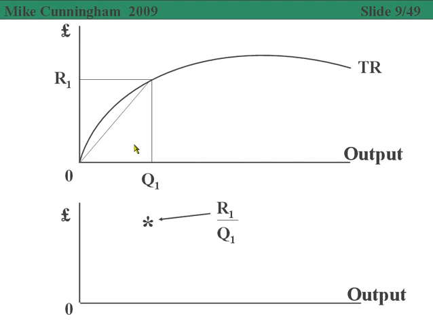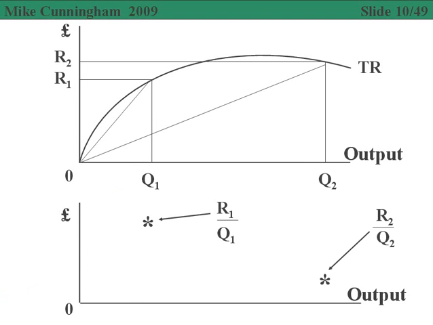Now, in fact what we've got here is R1, this distance up here, which is the same as the distance here. So the length of that line is R1. Q1 is that line there. So really what we're doing is dividing this vertical line by the horizontal line. And if you do that, in mathematics you get the tangent of that angle. So it's a representation of the angle here. It tells us the angle.